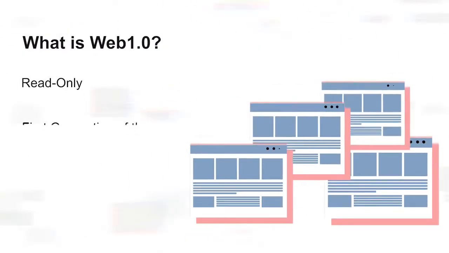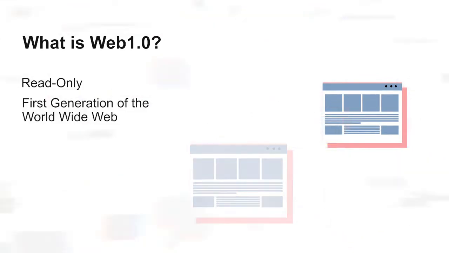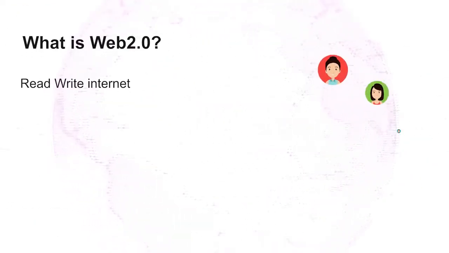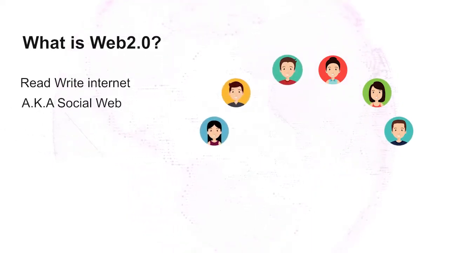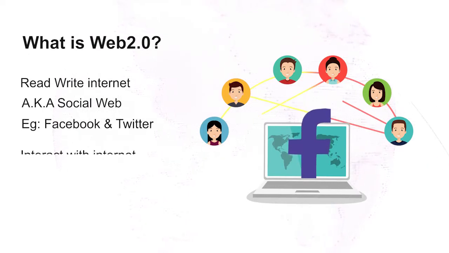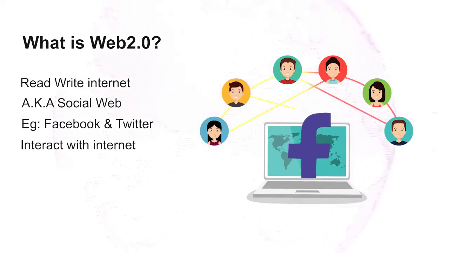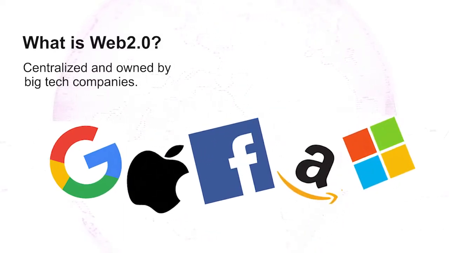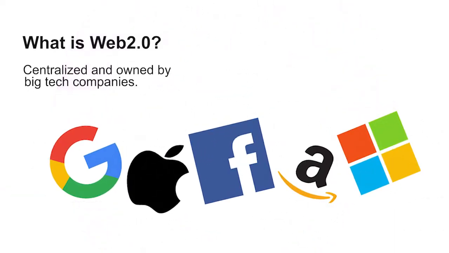Web 1.0 is the read-only internet and is the first generation of the World Wide Web, characterized by separate static websites. It is one-way broadcasting where users were the consumers. Web 2, the read-write internet, is also known as the social web, where interactive platforms proliferated such as Facebook and Twitter, allowing users to interact with the internet and vice versa. It is centralized, that means it is controlled by big owners of big companies.